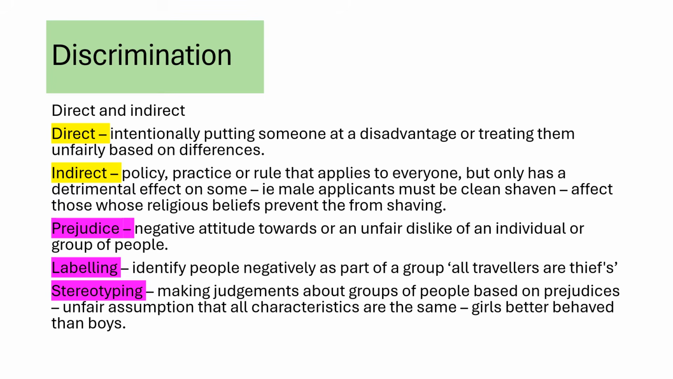Stereotyping, making judgments about groups of people based on prejudice, so it's an unfair assumption that all characteristics are the same. For example, girls are better behaved than boys, boys are better at maths than girls. So it's making sure you're aware of these 5 different forms of discrimination, really.